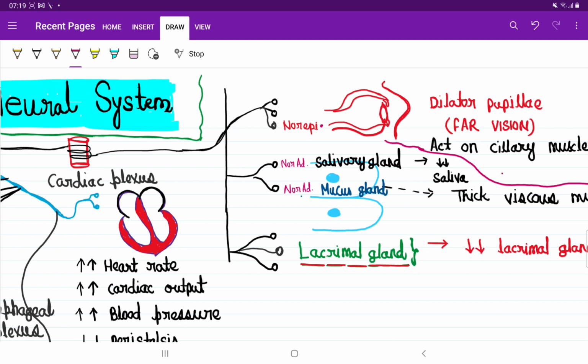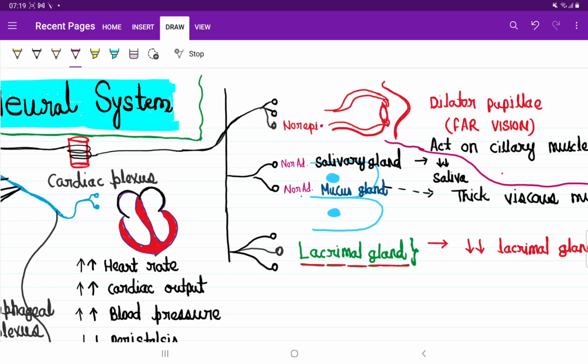Now you tell me, when you are in anger or fear, like you are running because a dog is chasing you, you will like to see more and more area. Do you like to see far, or do you like to see very near?